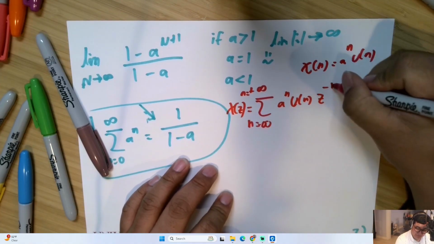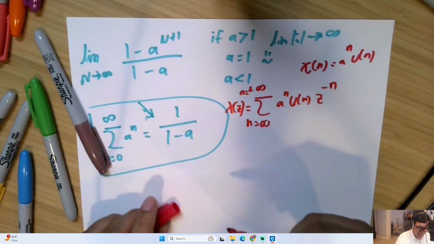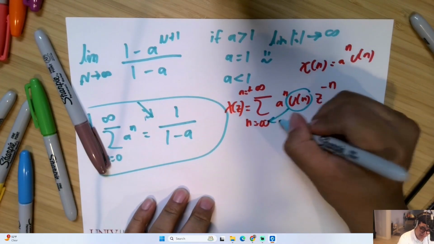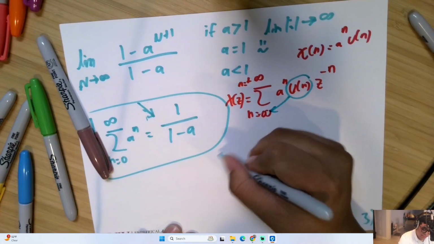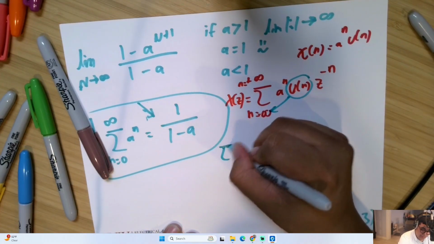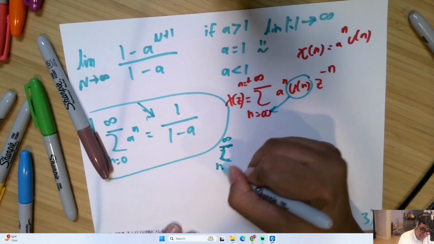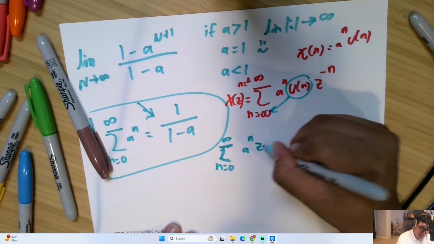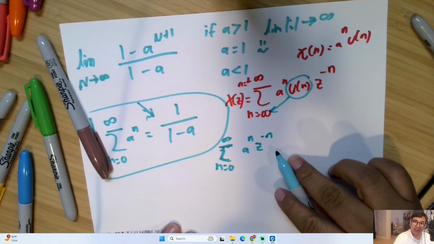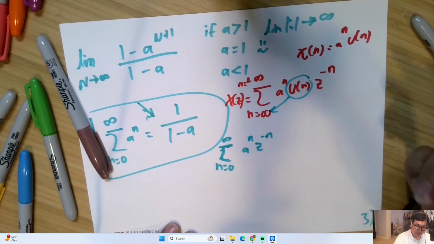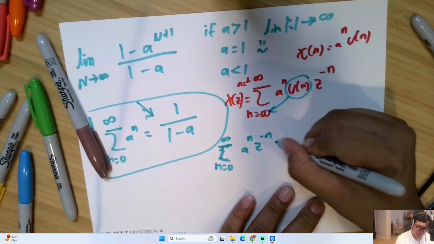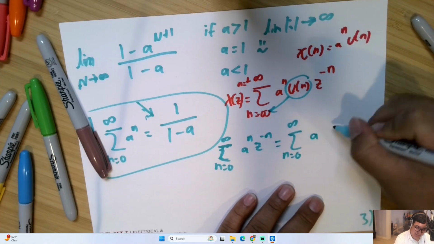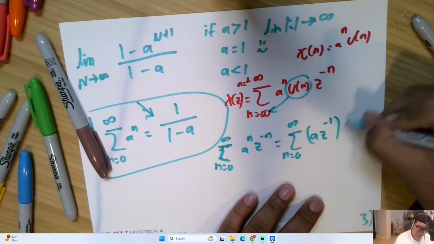So the unit step just makes everything easy. It affects this little guy to get you the following: the sum from n equals 0 to infinity of a to the n, z to the minus n. No skipping steps. So we can rewrite this as the sum from n equals 0 to infinity of (a z to the minus 1) to the n.